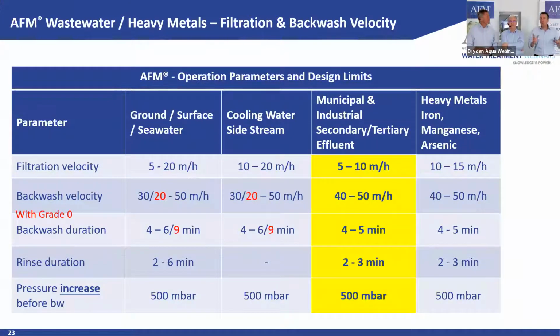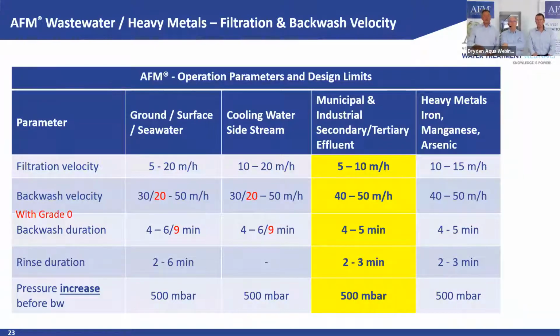So, a quick look at operating parameters and design limits. If we look at the yellow section, which is municipal and industrial wastewater, then we recommend a filtration velocity between 5 to 10 meters per hour, because of the high load. Exactly. And you can see how this compares to other water sources. In heavy metals, because of absorption, we can go higher. Wastewater, again, is usually the lowest.